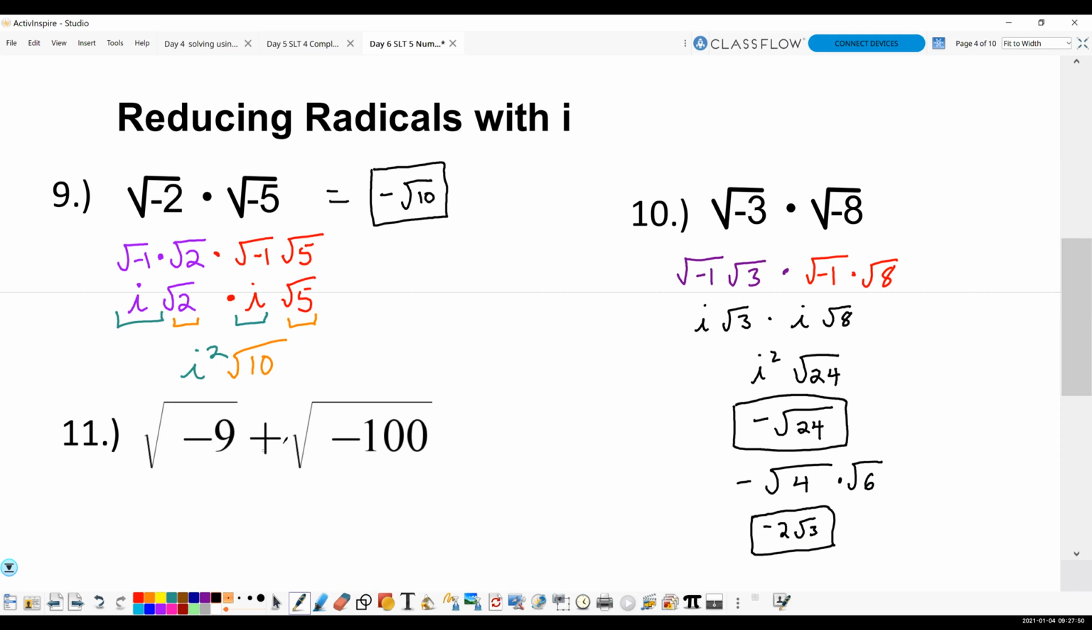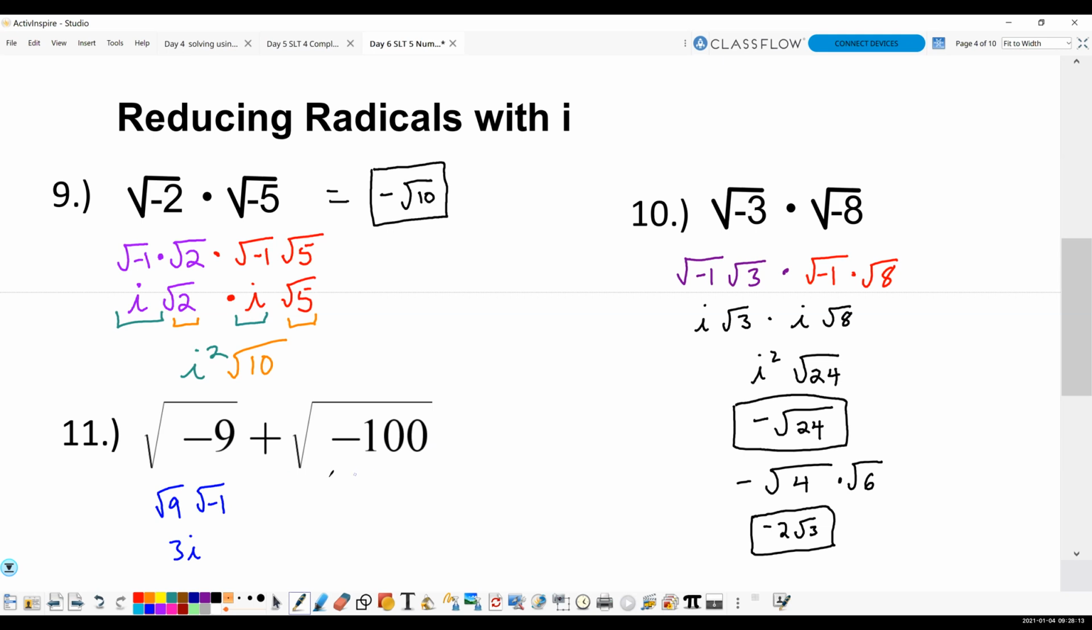Hopefully you noticed that number 11 is a little different from 9 and 10. It's an addition problem. So I'm going to separate, and these are also perfect squares. So when I separate these, I'm going to separate them a little differently. I'm going to put the 9 first because that way it's the square root of 9 times the square root of negative 1. And then the square root of 9 we know is just 3, and then this is I.